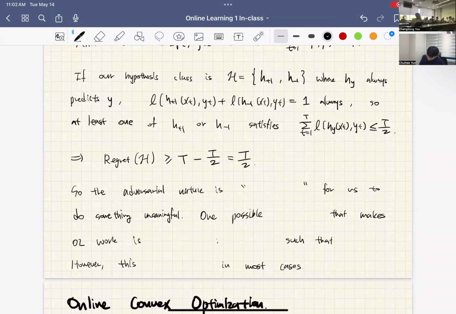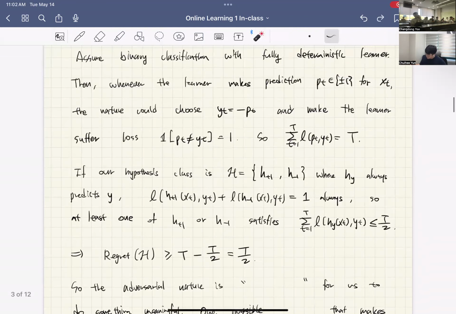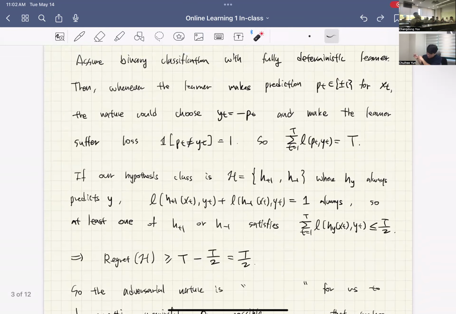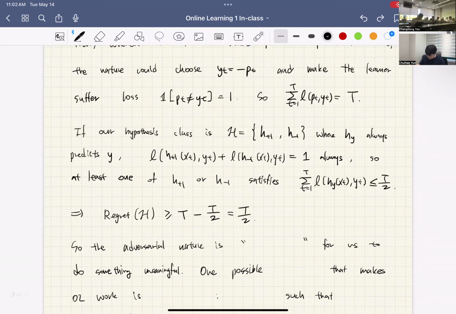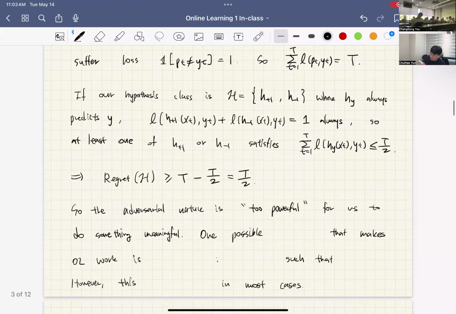So this shows that for any deterministic learner that we choose, there is a way that nature can cook up the examples so that the regret is at least linear in terms of T. So in this case, we can see that this adversarial nature is too powerful for us to do something meaningful. There's no online learning algorithm that achieves a sublinear regret bound. So maybe we're letting nature be too powerful. This means that for online learning to be possible, we have to make some assumptions.